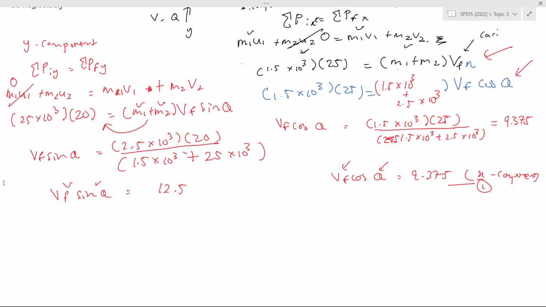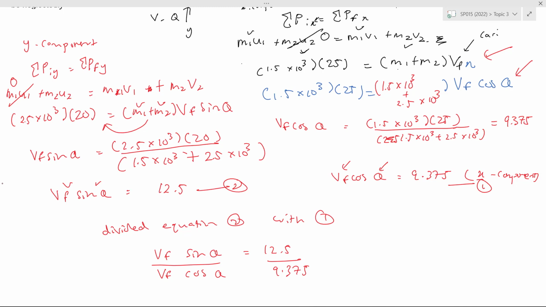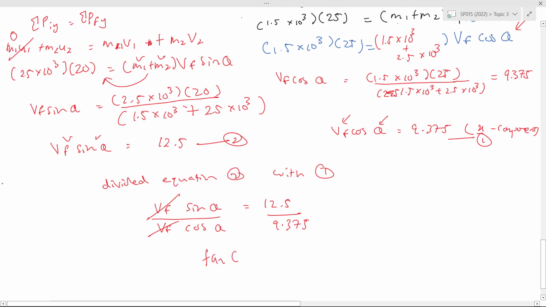Simple. This is equation 1. This is equation 2. We can cancel out the V by dividing equation 2 with 1. Okay, so 2 with 1. So I will get VF sin theta equals 12.5 divided by VF cos theta equals 9.375. So why divide equation 2 by 1? Because first I want to cancel out the VF, and I know sin divided by cos gives tangent theta, which equals 1.333.